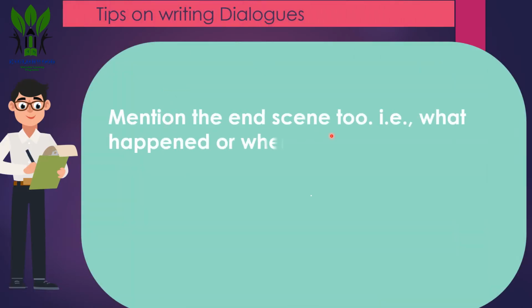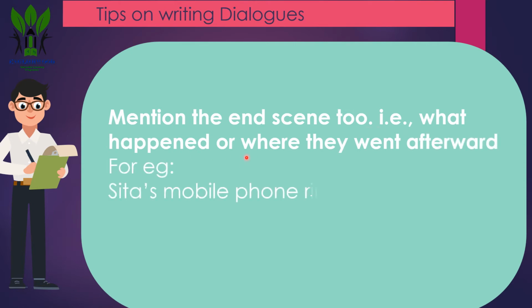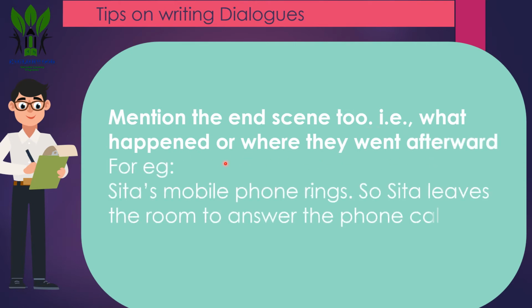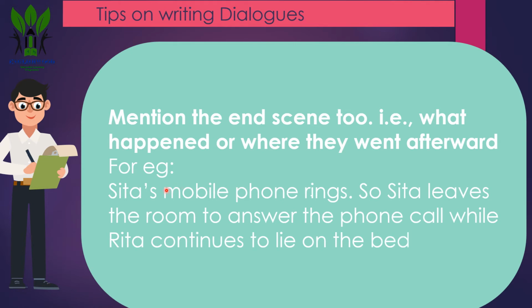Also mention the end scene too, that is, what happened or where they went afterward. For example, during their conversation, suddenly Sita's mobile phone rings. So Sita leaves the room to answer the phone call while Rita continues to lie on the bed. So this clarifies your dialogue.